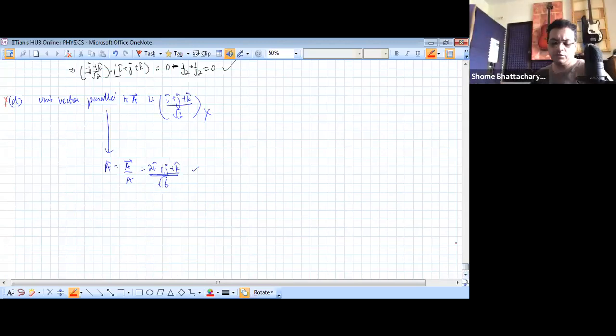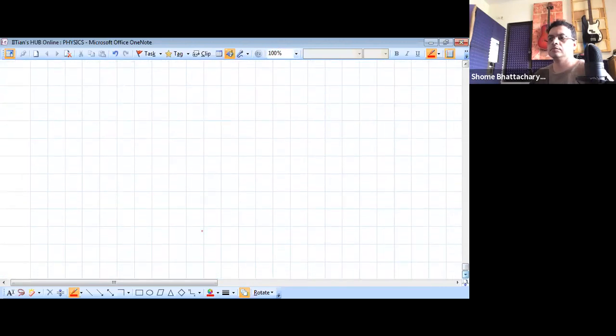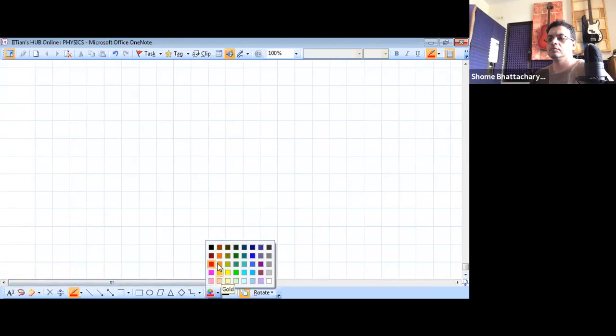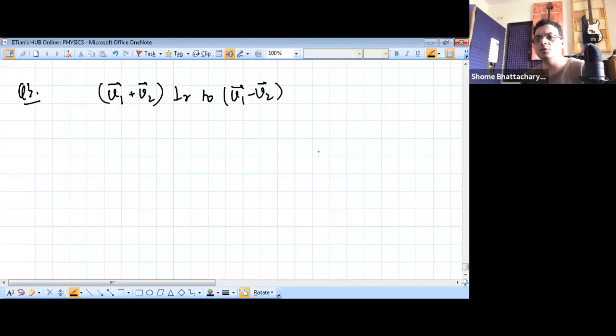Okay, so let's move on to question number 3. So question 3 is like this, that V1 plus V2 is perpendicular to V1 minus V2. So we have to interpret various options about V1 and V2.